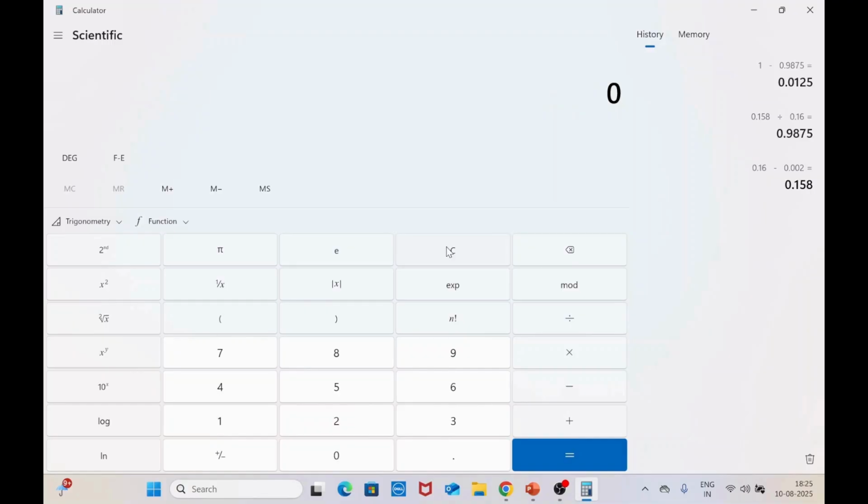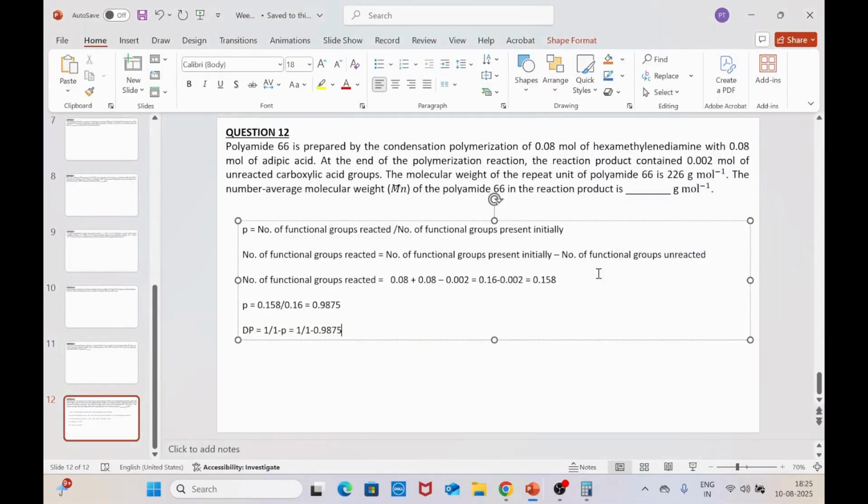So 1 by 0.0125 is going to be 80. So the degree of polymerization is 80. If you multiply this with the molecular weight of the repeating unit, what you will get is the number average molecular weight.